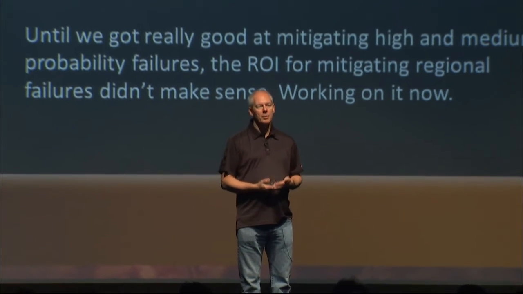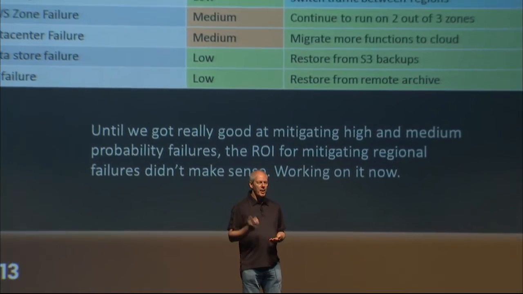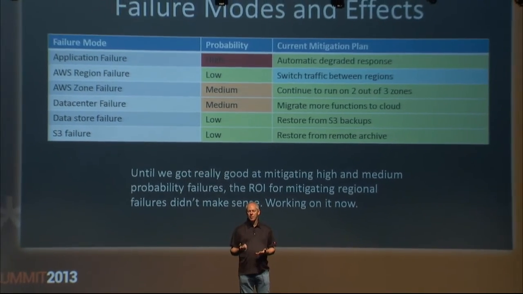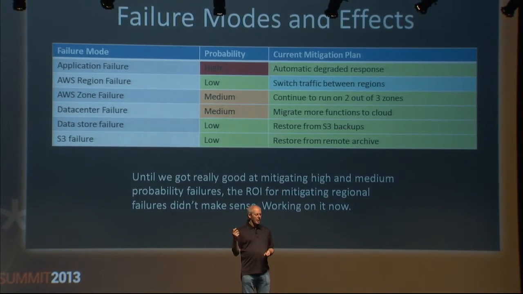Application failure. We're pushing new code all the time. We expect a fairly large proportion of those pushes to be broken. We have automatic degraded response, and we wrap everything around with circuit breakers and bulkheads, and we can handle things being broken, but we also try and detect it within seconds and respond within seconds if possible.